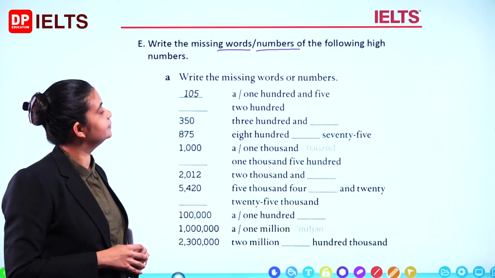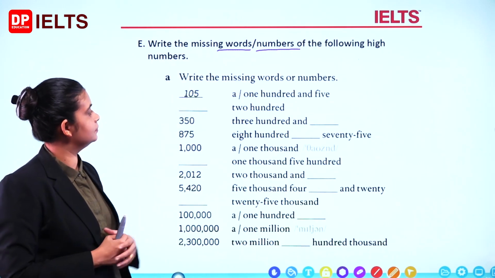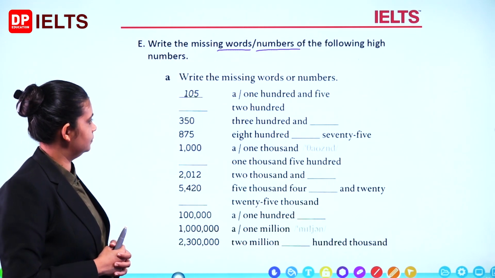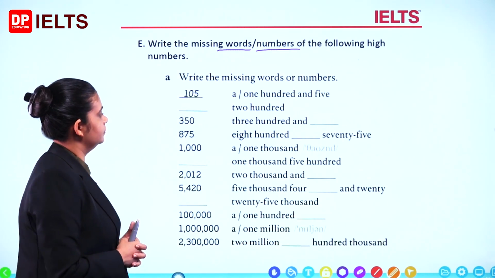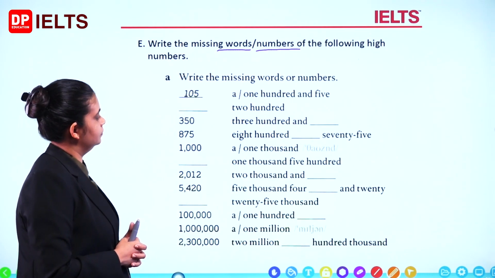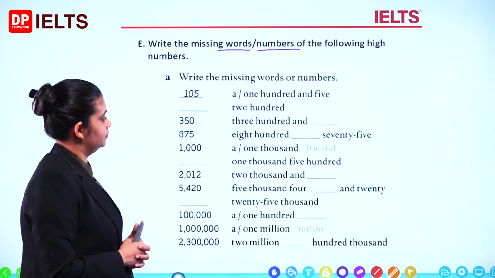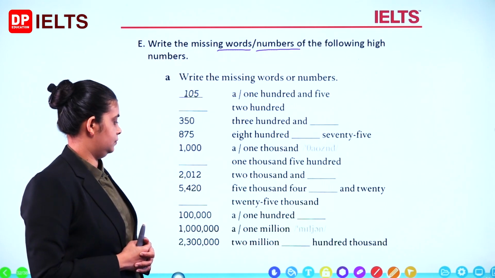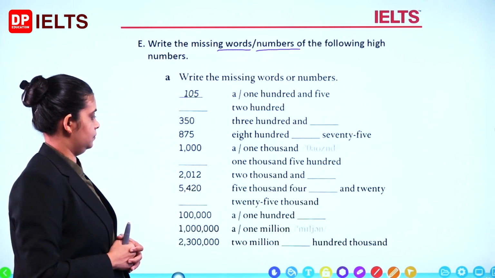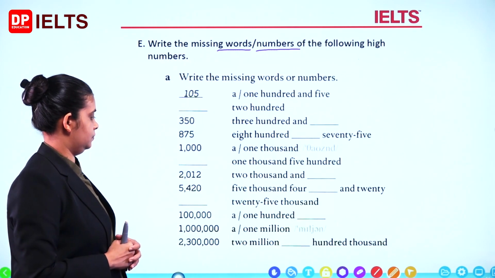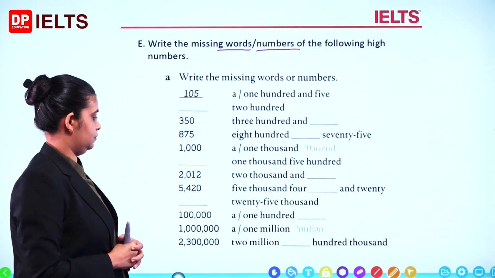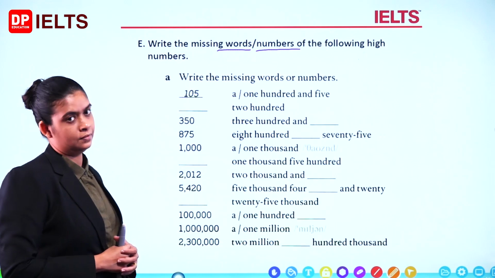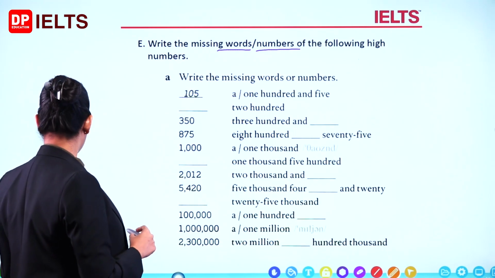43. 105. 200. 350. 875. 1,000. 1,500. 2,012. 5,420. 25,000. 100,000. 1,000,000. 2,300,000.